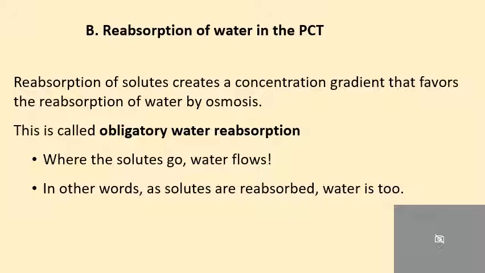So that's almost all of our coverage of the reabsorption of sodium and glucose. We'll return to that in just a moment. But we're in a position to talk about the reabsorption of water in the proximal convoluted tubule. And in the PCT, water is going to move by osmosis. Water always moves by osmosis. Where the solutes go, water flows.